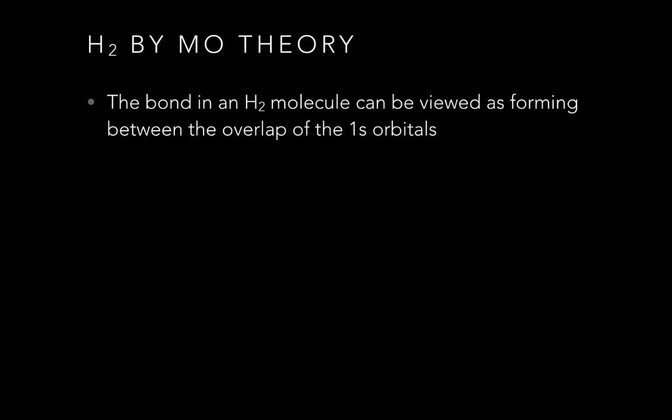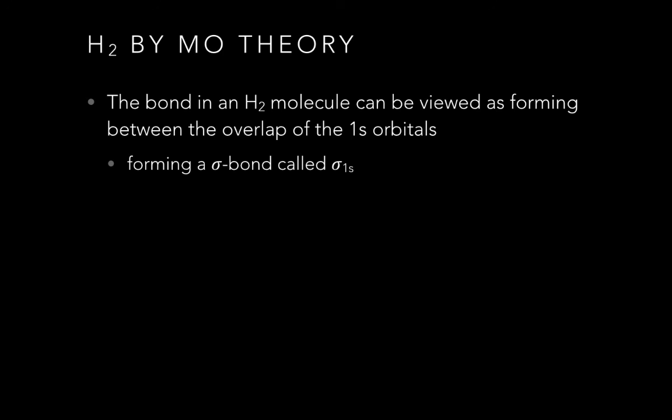Now, the bond in an H2 molecule can be viewed in MO theory by just looking at the overlap between the 1s orbitals that are on each of those hydrogen atoms. And when they overlap, they form a sigma bond. They're just overlapping in a single place. That's one of the ways we can identify a sigma bond. And so we call that a sigma 1s molecular orbital. The sigma indicates the type of bond formed, and the 1s tells us the types of orbitals that are overlapping to form that orbital.